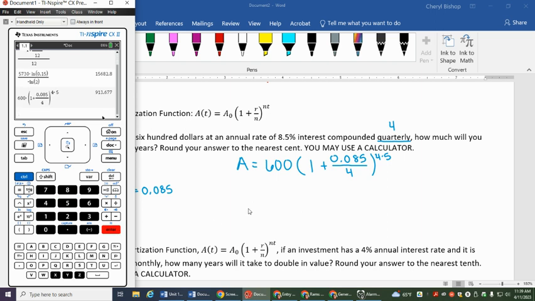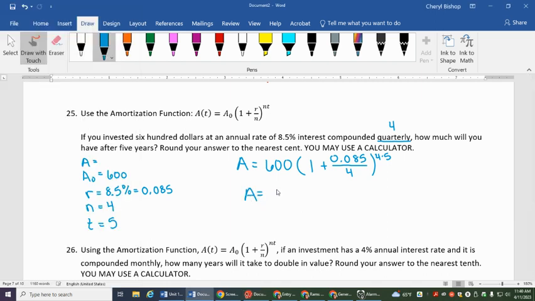When I hit enter, it says to answer to the nearest cent, because it's money. So we're going to go to 2 decimal places: 913.68. So 913.68 is how much we're going to have at the end of 5 years. That's not bad. We made $313. Questions on 25? Okay.